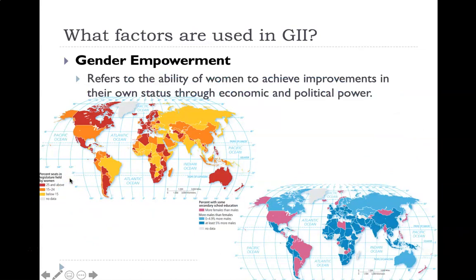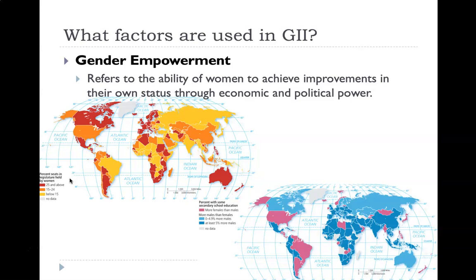All right, so what factors are used in the GII? We have gender empowerment, which refers to the ability of women to achieve improvements in their own status through economic and political power. So we're looking at the number of legislative seats held by women, and this is vastly shifting. We see more and more women running for office. We've seen a large uptick since 2016 across the political spectrum. That's an interesting upward trend, which is fairly encouraging, because if half of our population is female, about half of our leaders should be female. By that reasoning, we look at the percentage of people with some school education.